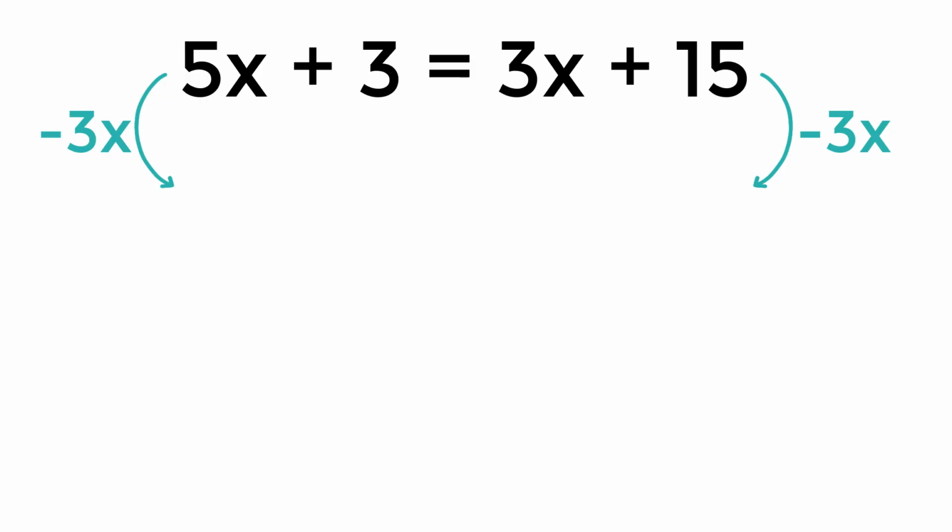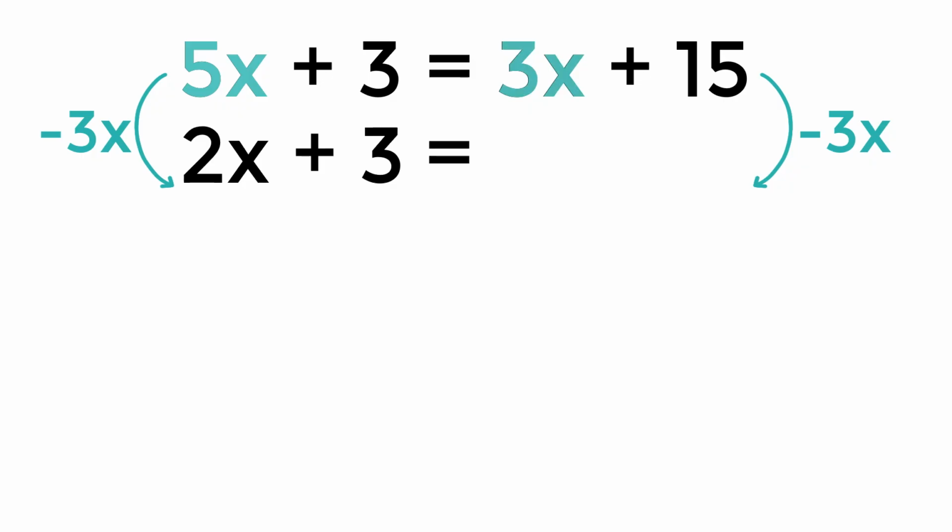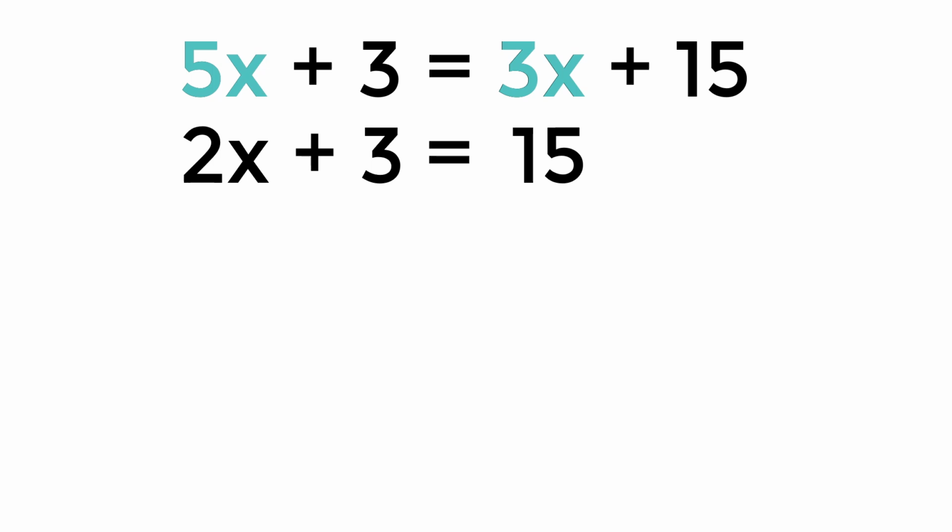On the left side, we have 5x minus 3x, which equals 2x. The constant 3 remains unchanged. On the right side, 3x minus 3x cancels out, leaving just 15. So the equation becomes 2x plus 3 equals 15.